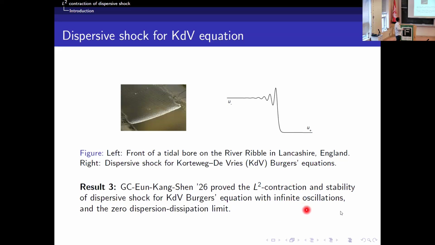So if you have oscillation, you will have infinite oscillation for the KdV-Burgers equation. And also we can take the zero dispersion dissipation limit. Okay, you will see why we call it the dispersion dissipation limit, because we need the dispersion and dissipation coefficients to go to zero together, under some range.